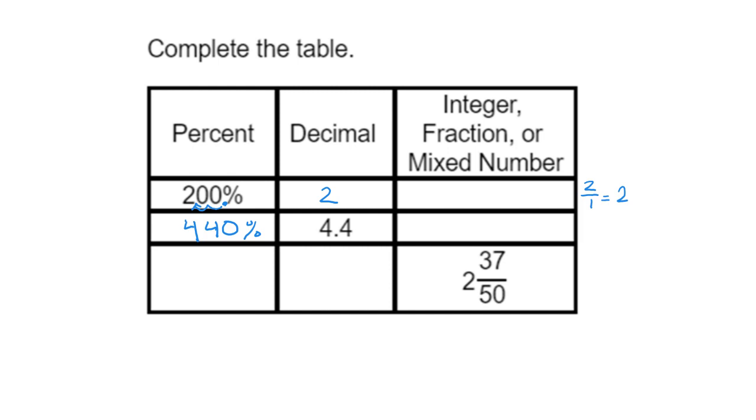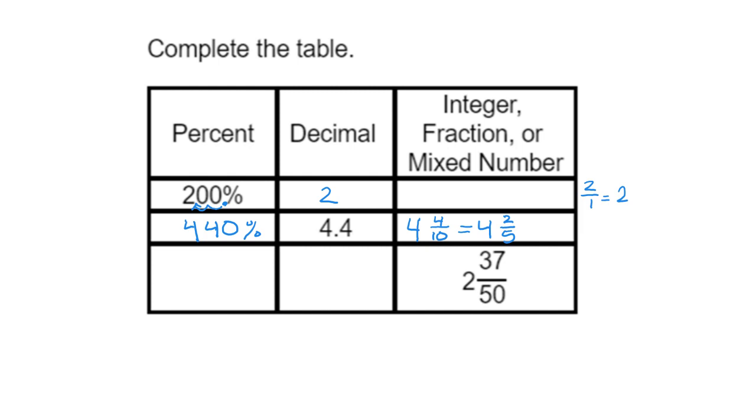Now look at that far right-hand column. It says integer, fraction, or a mixed number. So if I want to, I can take this 4 4/10 and change it into a mixed number, 4 4/10. Once again, we have to reduce that 4/10, so dividing both of those numbers by 2, I'll get 4 2/5. So that would be my mixed number for that one.